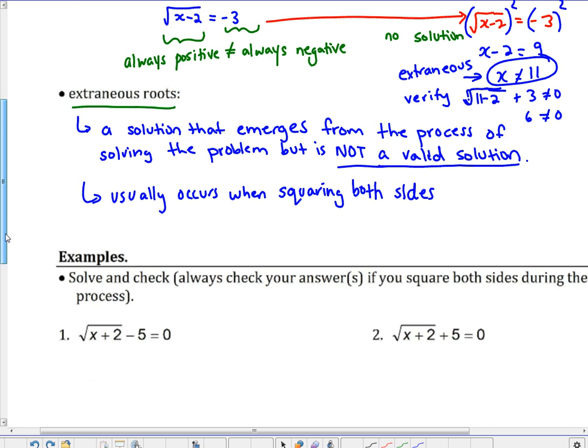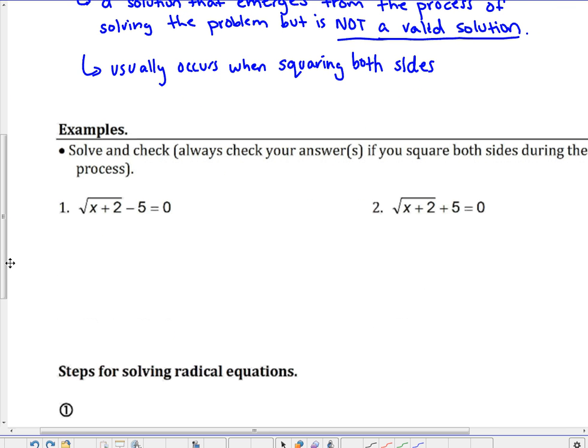Okay, so let's try these guys. When we're solving, we're going to do what I did up there. We always want to isolate the square root. If I square both sides now, I'd have to FOIL, and it's not going to eliminate the radical. So what we want to do is get the radical by itself and then square both sides, because then it would actually eliminate it. So we move the constant over.